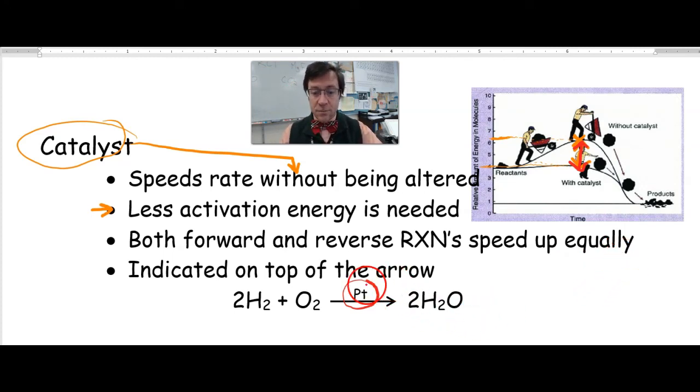Amazing. So the platinum here is used as a catalyst, and we put it right there on top to show that the platinum is catalyzing or facilitating this chemical reaction. It doesn't take part in the chemical reaction, but there it is. It's right there making it go faster by lowering the energy of the activated complex.